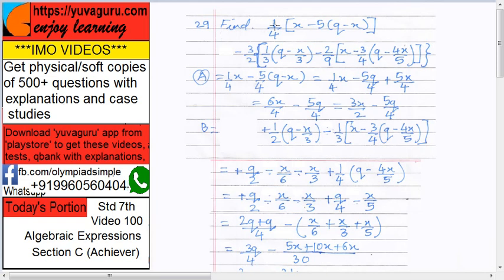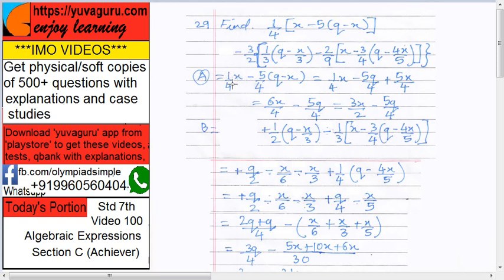Find the value of 1 upon 4 into x minus 5 into q minus x. This is one term, minus this is the other term. This is too big, so we won't waste our time spelling it out. Let's solve: make this A and make this B. Solve A first.